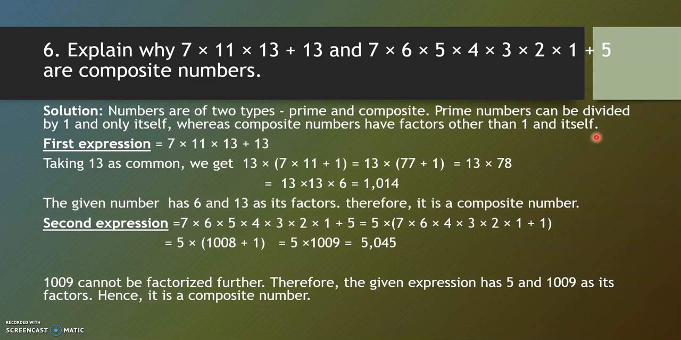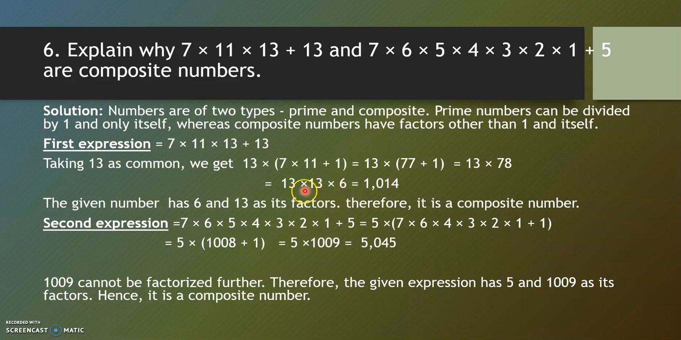Now the first expression is given as 7 into 11 into 13 plus 13. So what you can do, this 13 can be taken common. आपने इस 13 को common ले लिया. यहाँ पर first term बच गई 7, second term बच गई into 11, और फिर यहाँ plus sign है इसलिए plus, and here 13 is taken as common, so here 1 will come. Again, when you simplify this, 7 into 11 will be 77 plus 1, and this will be 13 into 78. When you factorize it further, it will be 13 into 13 into 6.